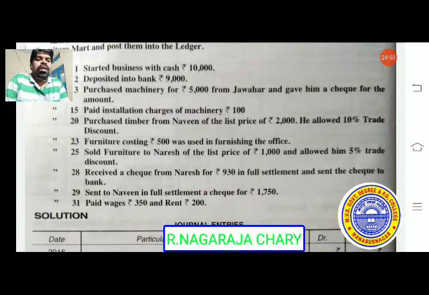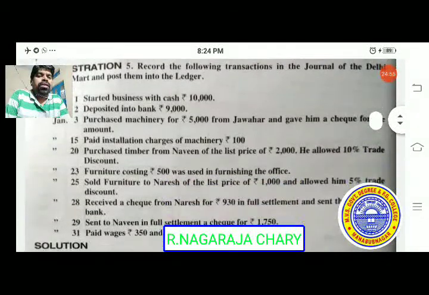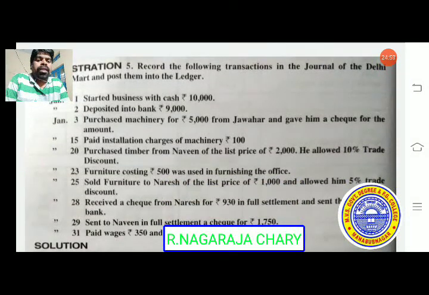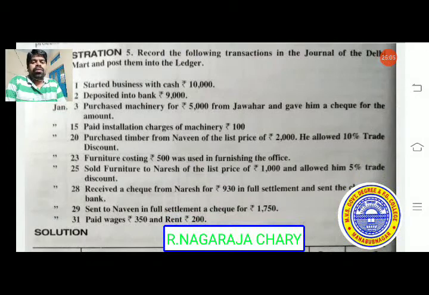So, these are the transactions done by Delhi Furniture Mart during the period of January 2016, from January 1st to January 31st. These transactions are to be recorded first as journal entries in a journal. After recording the journal entries, they are to be posted into the concerned ledger. So, let us see one by one.